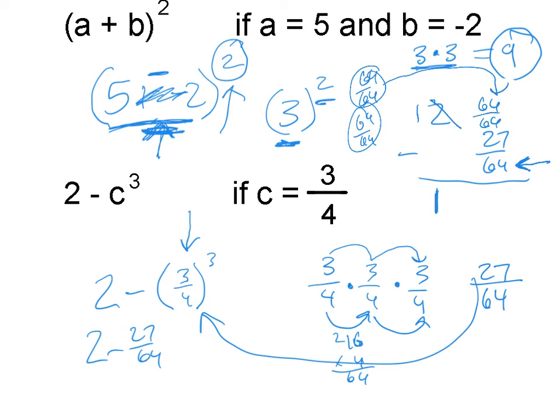1 minus nothing gives us 1. And then remember, when you subtract fractions, the bottom stays the same. And then on top we have 64 minus 27. So we'll do a little borrowing again. 14 minus 7 is 7. 5 minus 2 is 3. And there we go. There's 2 minus 27 over 64.